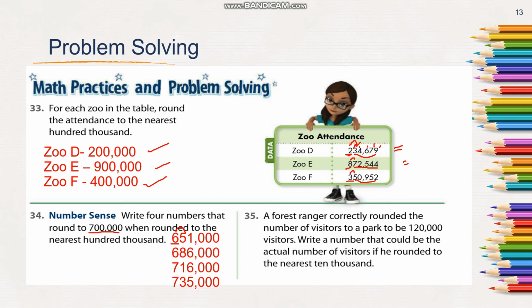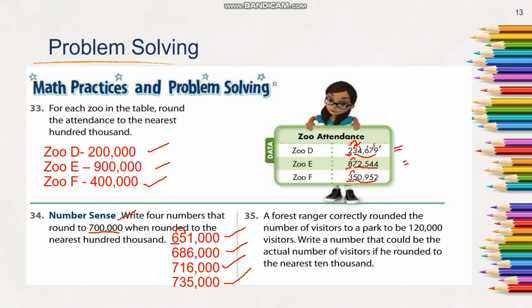So 651,000, 686,000, 716,000, 735,000. These are examples of numbers that, when you round to the nearest 100,000, the answer is 700,000.